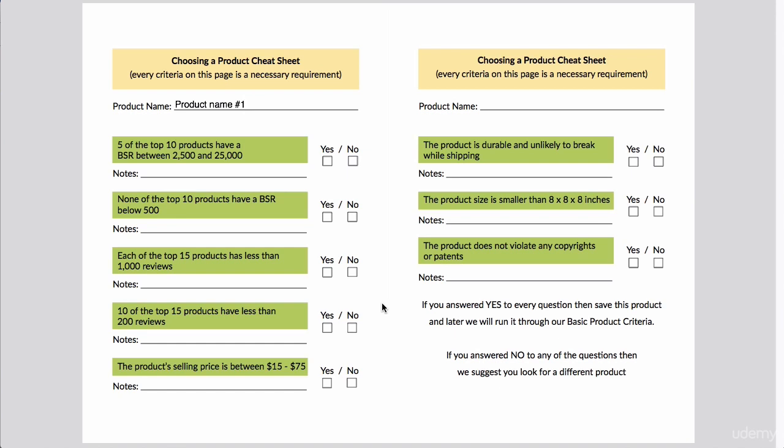In this video, you learned how to use the Choosing a Product cheat sheet. In the next video, you're going to find one product to run through this cheat sheet.